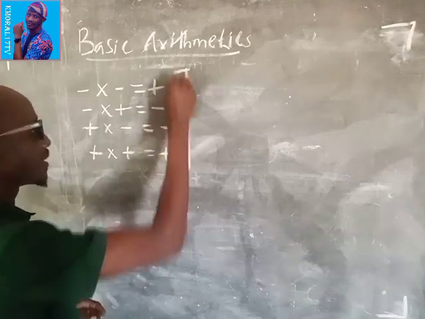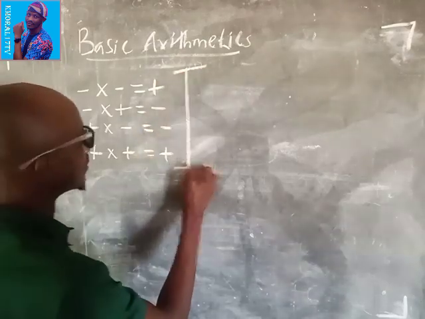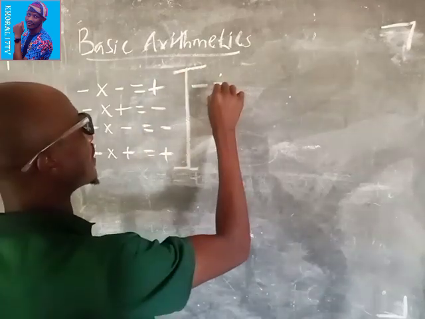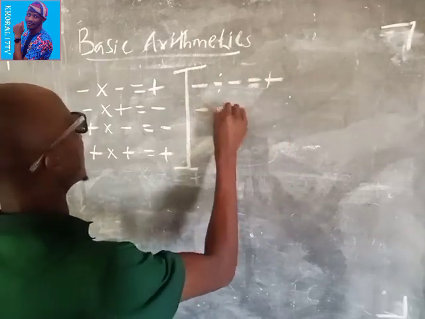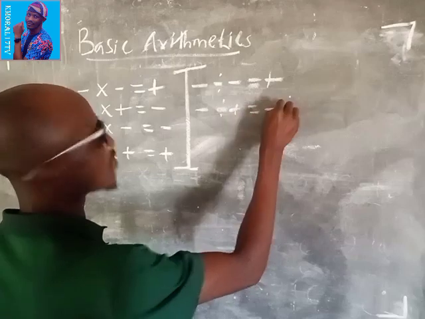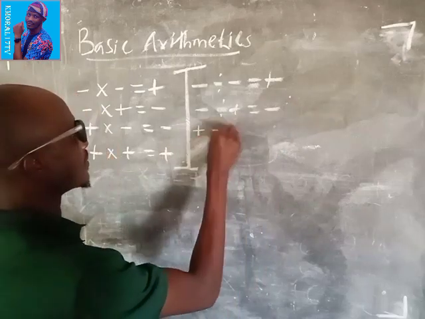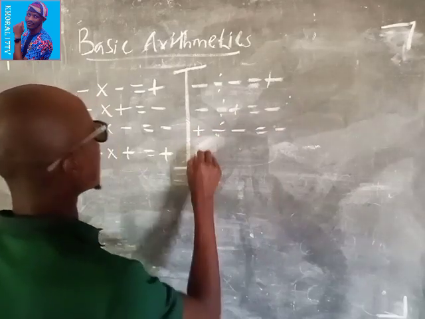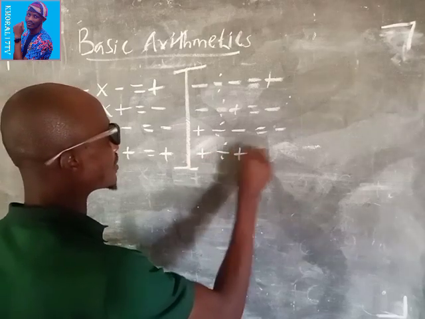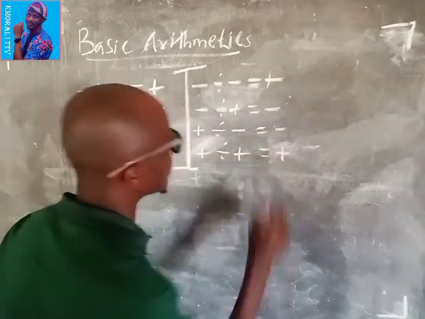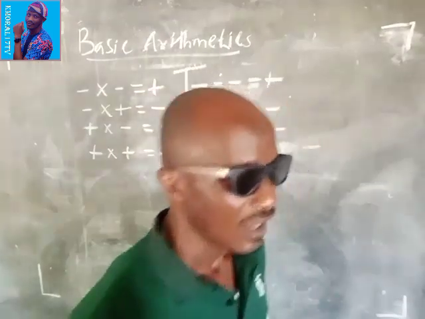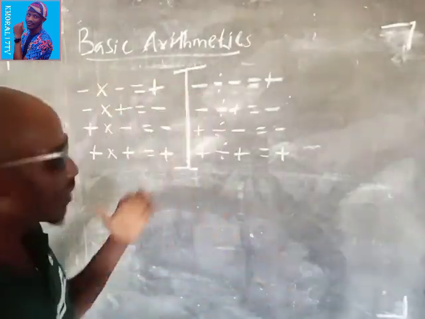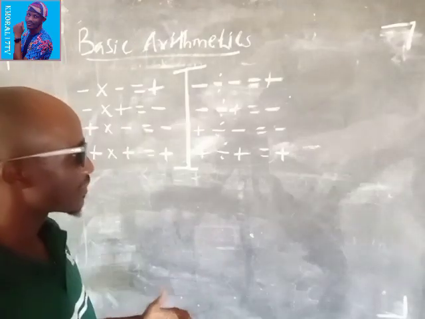As it is here, so it is in division. Minus divided by minus is equal to plus. Minus divided by plus is equal to minus. Plus divided by minus is equal to minus. And plus divided by plus is equal to plus. Once you note this, which is one of the most important things as a mathematics student, you should be able to cram this and put it in your head.